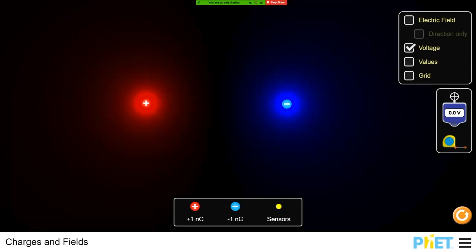The voltage will show you the actual voltage as a red and blue gradient around each of your charges. Remember, the voltage is a measure of the amount of energy that each unit charge would have at that place in the area. Clearly the brighter areas have more energy per unit charge than the darker areas.